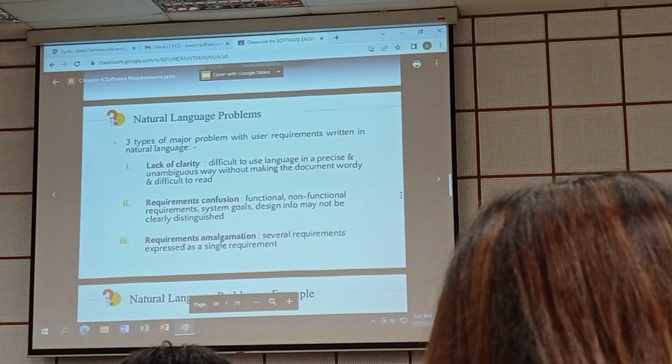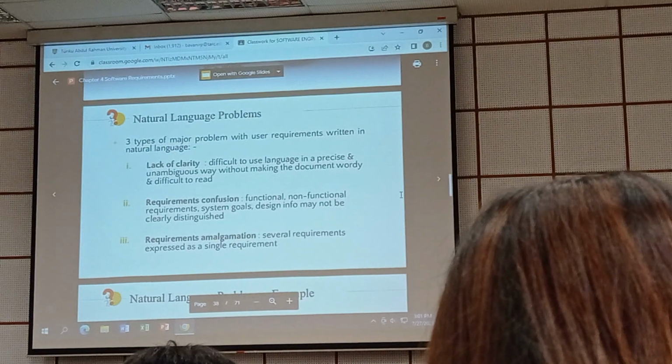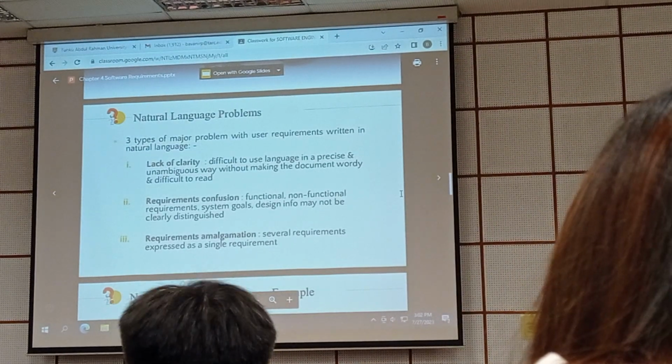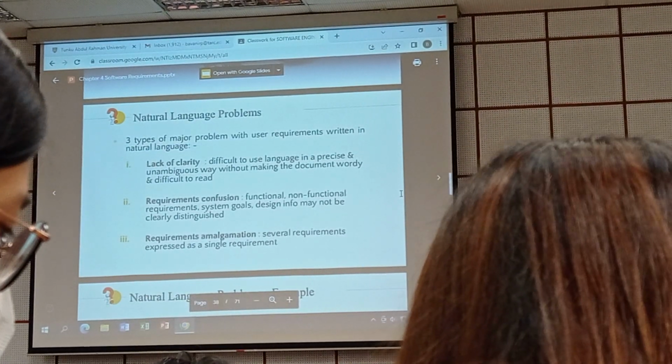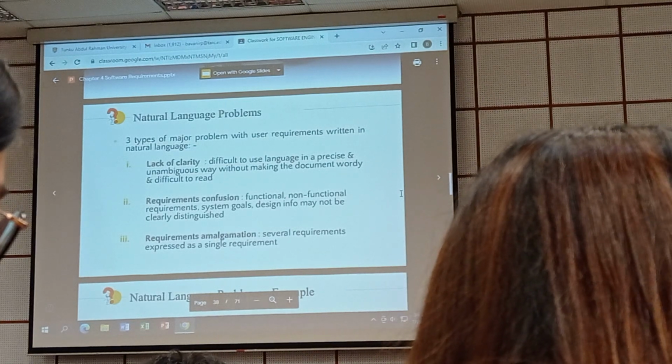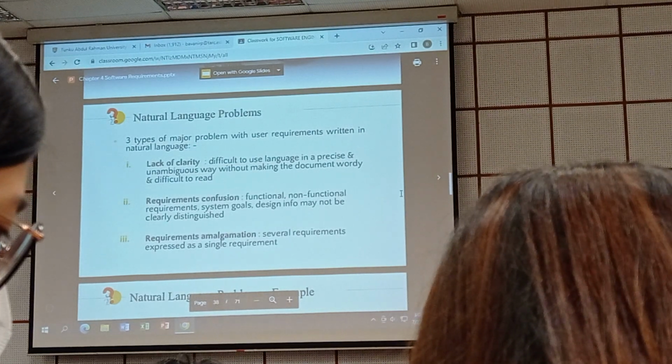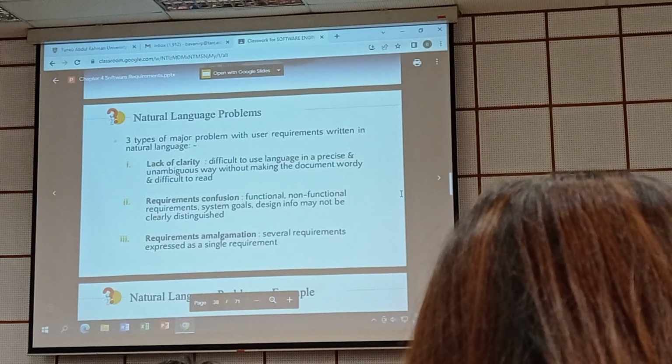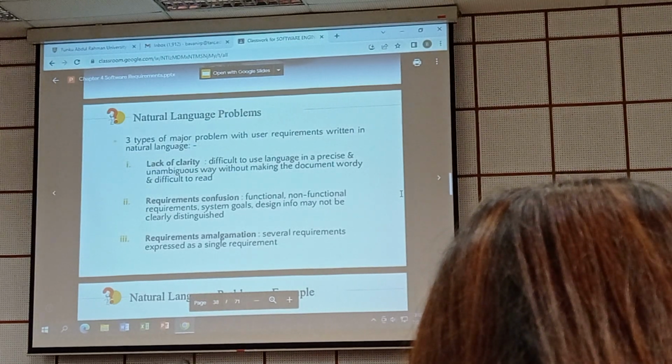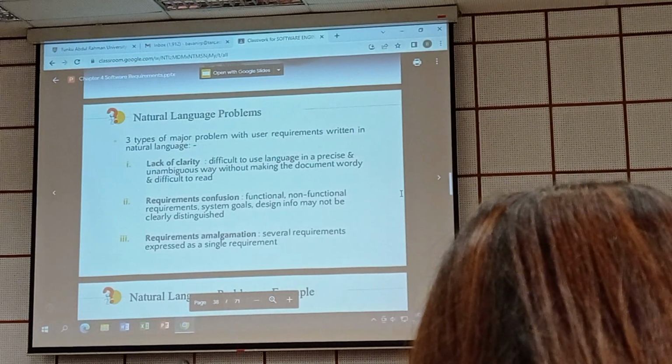Which is several requirements expressed as a single requirement. That means here we have several requirements, and one of the requirements is the data sharing, which we put into one. Put into one. Understand? Okay, that is called amalgamation.